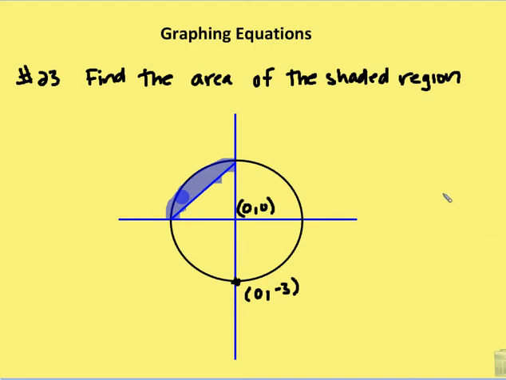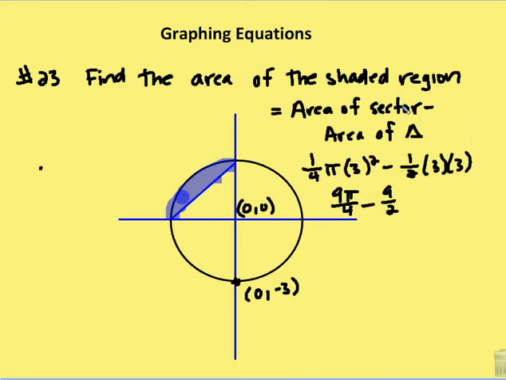The next question, I'm asked to find the area of the shaded region. So I know that I have a circle that has a radius of 3 because the distance from the center, 0, 0, to a point on the circle, 0, negative 3, is going to be 3 units. I have 3 units as my radius. So what I want to do is figure out the area of the sector, and subtract the area of this triangle here. So the area of the shaded region is equal to the area of the sector minus the area of the triangle.